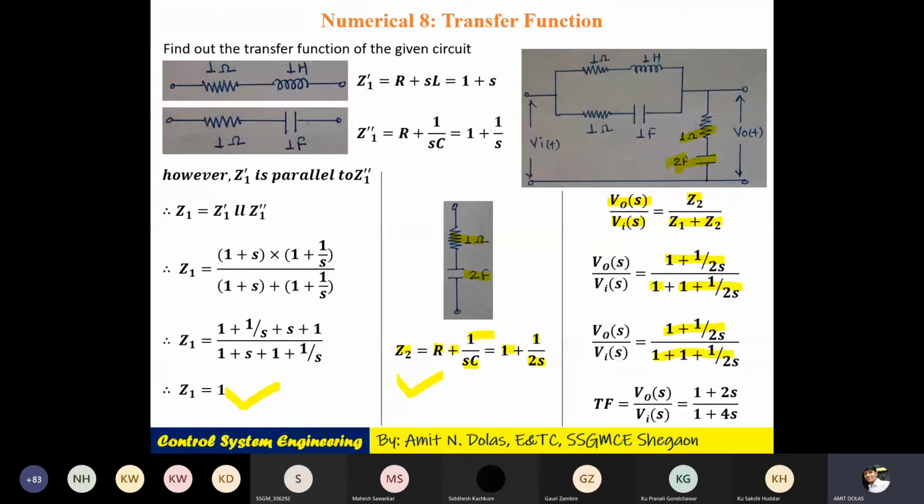Adjusting this, we get the transfer function equal to (1 + 2s) divided by (1 + 4s). So this is how we can solve it. Now you can think of method 1 and method 2. If you had applied KVL and KCL in the time domain, that would be more complicated than method 2, which directly works in the Laplace form.